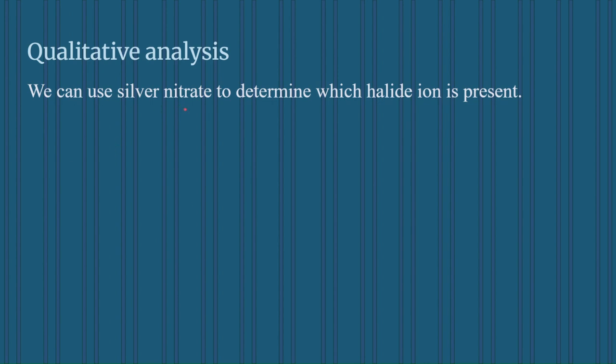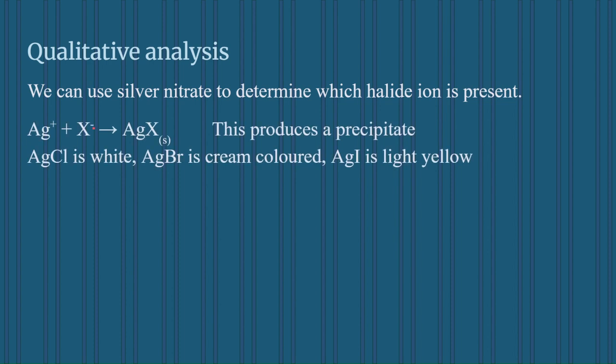Qualitative analysis. We can use silver nitrate to determine which halide ion is present. So you've got a nice solution, and you've got some halide ions in there, but you don't know which ones. So you put that in, and the equation is Ag+ plus X- (X is a halide ion) creates AgX, which is solid, which is a precipitation reaction. AgCl is white, AgBr is cream coloured, and AgI is light yellow. You probably won't be working with the other ones, they're a bit dangerous.